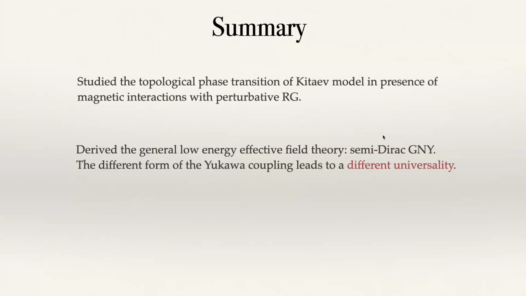To summarize, we have studied the topological phase transition of the Kitaev model in the presence of magnetic interactions with perturbative RG, and we have derived the general low energy effective field theory, which is pretty similar to a semi-Dirac Gross-Neveu-Yukawa theory. But the different form of the Yukawa coupling leads to a completely different universality with a set of different exponents. I think that's all. Thank you very much.